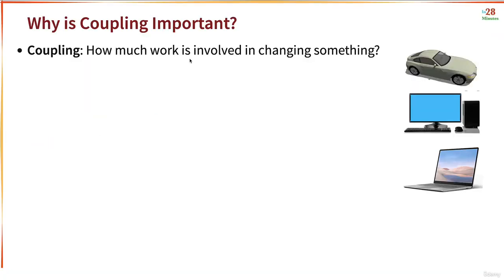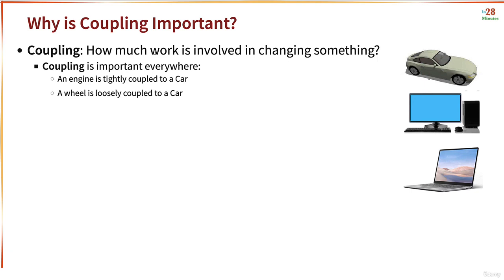This is what is called tight coupling. Coupling is a measure of how much work is involved in changing something. If I would want to run a Mario game instead of Super Contra game, how much change is involved in a specific class? That is what coupling would measure. Coupling is very, very important even in general life. If you take the example of a car, an engine is tightly coupled to a car. Changing an engine takes a lot of effort. However, a wheel is loosely coupled to a car. If you have a flat tire, you can easily change the tire.